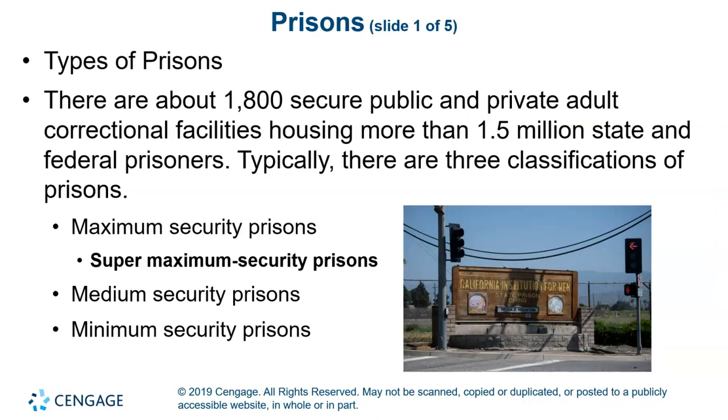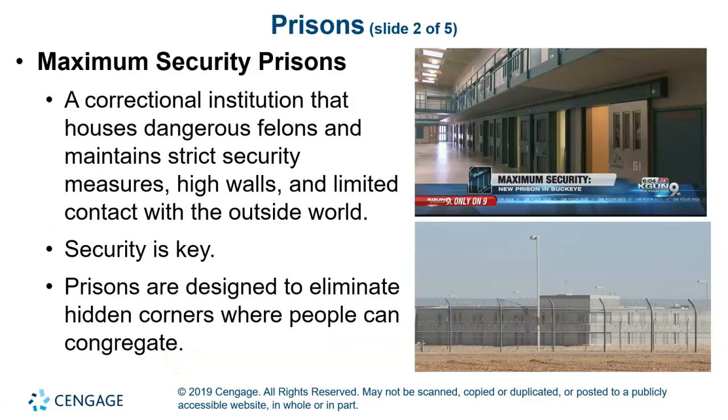Now, what about prisons? Well, there are about 1,800 secure public and private adult correctional facilities housing more than 1.5 million state and federal prisoners. Typically, there are three classifications of prisons. There's a maximum security prison, which has a subcategory, supermax. There are medium security prisons, and then there are minimum security prisons. We'll take a walk through each one.